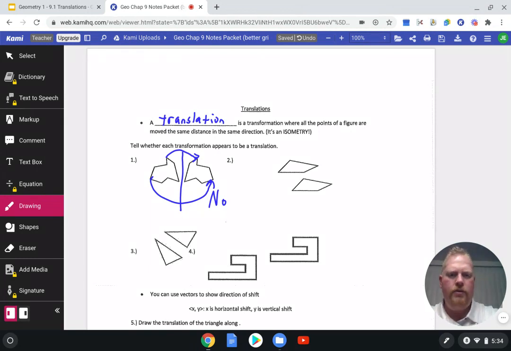Number 2, do I take that first shape and just slide it down and that's the second shape? Well, kind of looks like it. Looks like that point shifts to there, that point shifts to there, that point. Yeah, I'd say that does look like a translation.